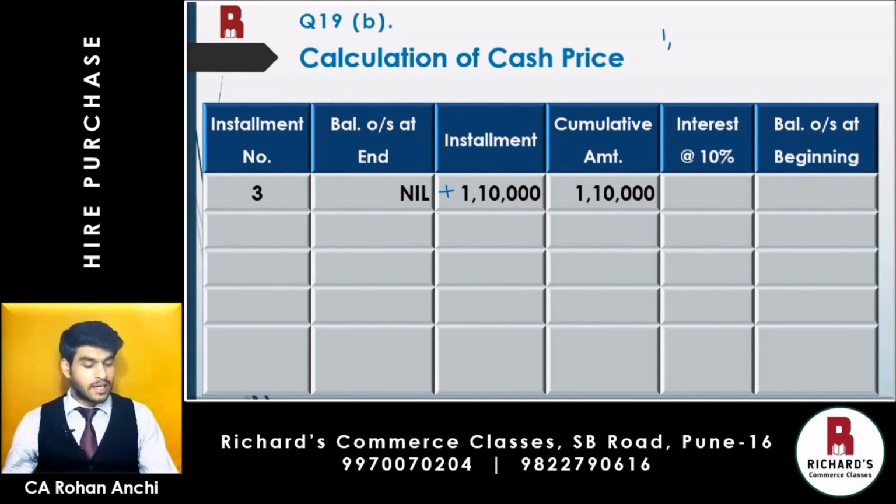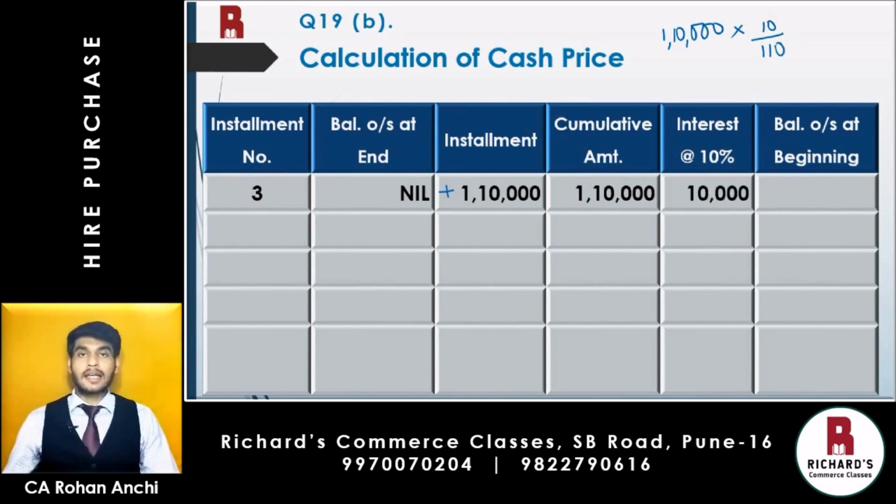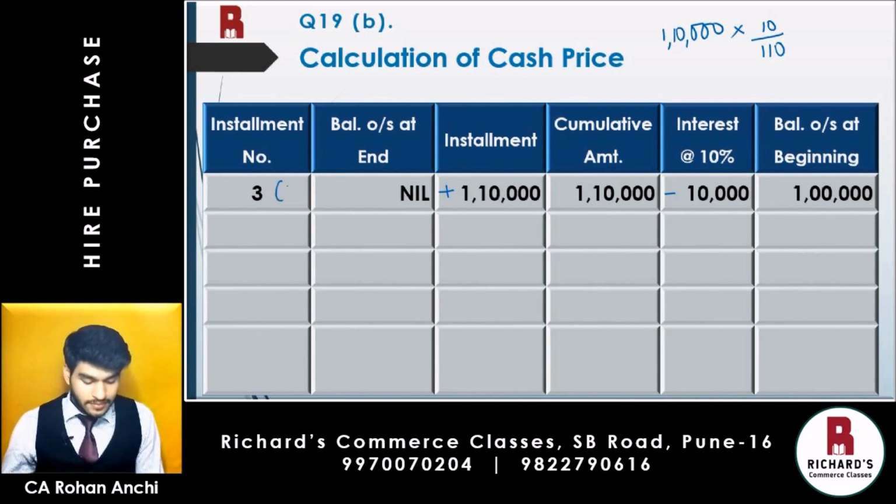Therefore, 1,10,000 into 10 divided by 110 will be the operation, and what we get is 10,000 rupees interest. And therefore, principal amount outstanding, if we deduct 10,000, we get 1 lakh rupees outstanding. Now this installment number 3 was of the year 2017.